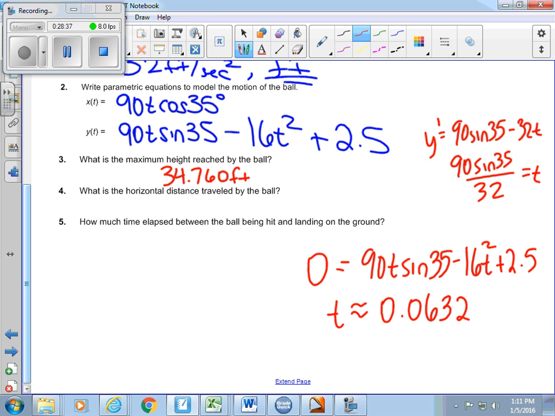Plug it into x of t. And what is that? Remember, use the stored version, if at all possible. Well, that's x. So if I put it backwards, doesn't make sense either.